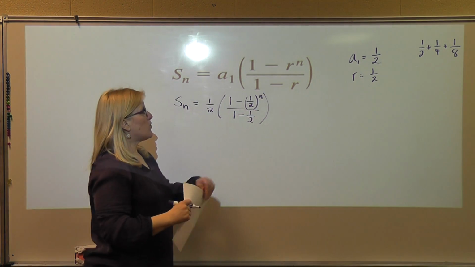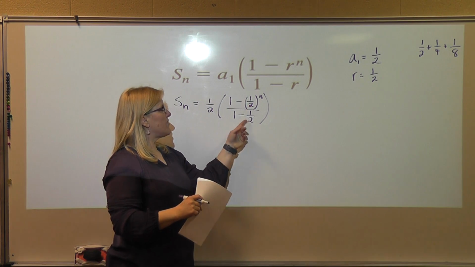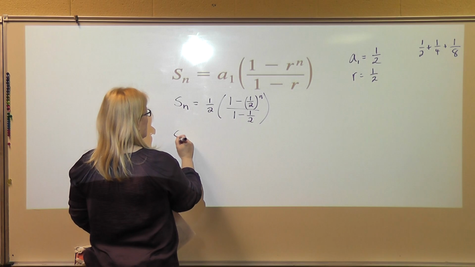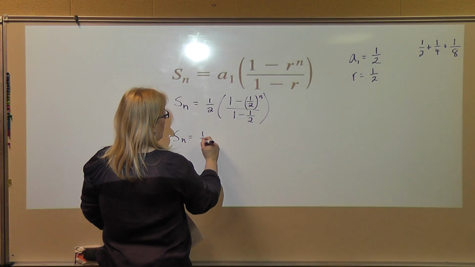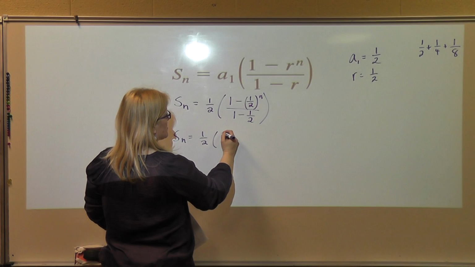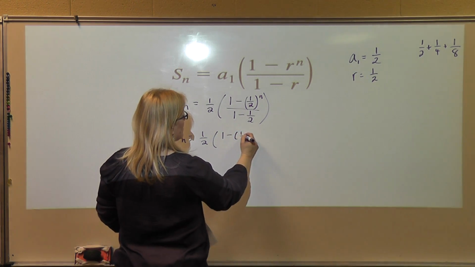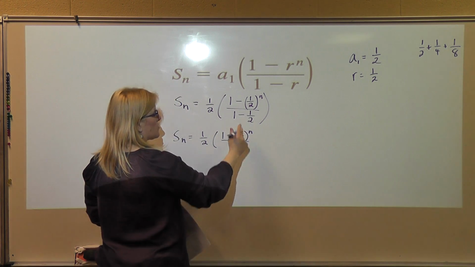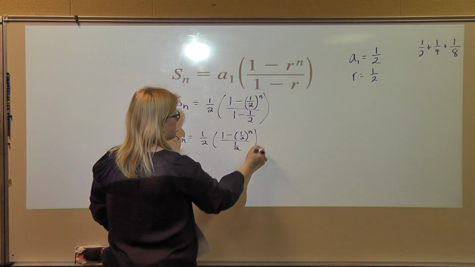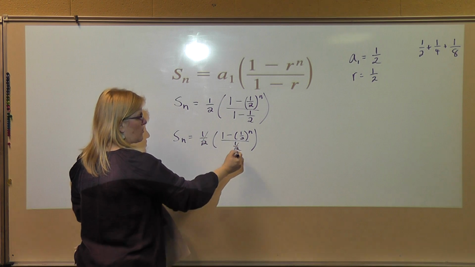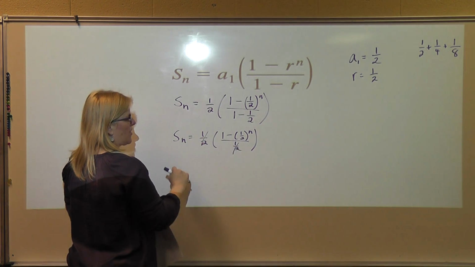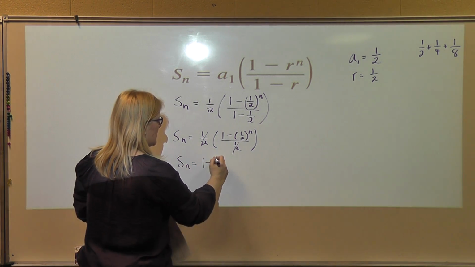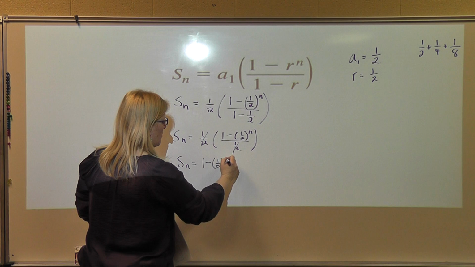So all I did was plug things in. My rate is 1/2, my a sub 1 happens to be 1/2 also. Okay, so let's see what we've got here. 1/2 times 1 minus 1/2 to the n power, and 1 minus 1/2 is 1/2. Well, the 1/2s cancel, right? We've got basically 1/2 divided by 1/2. So S sub n equals 1 minus 1/2 to the n power.